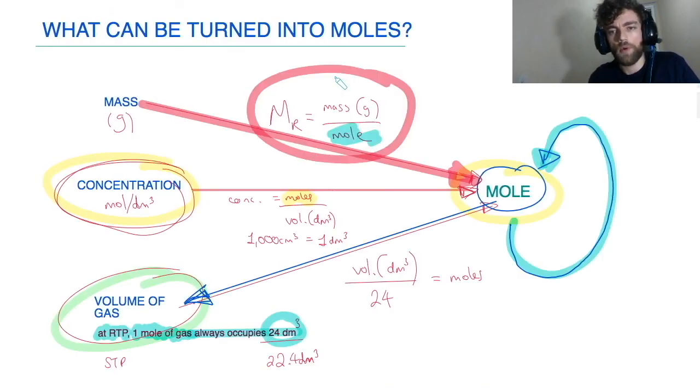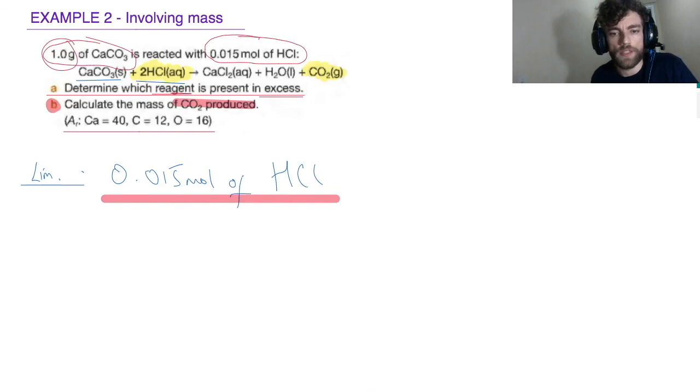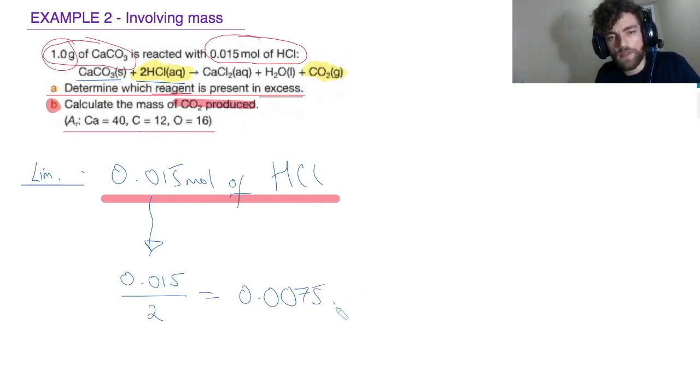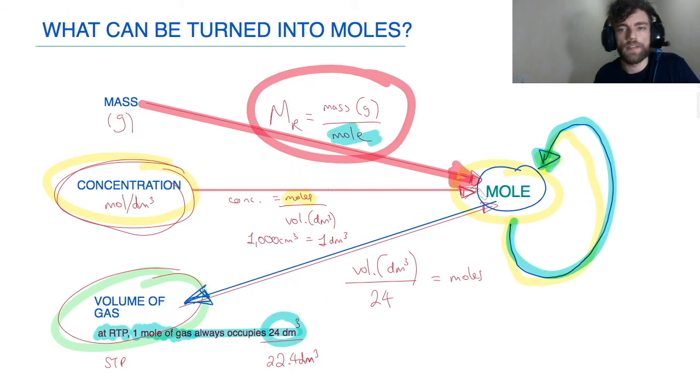So what am I doing on my mole diagram here? Once again, I'm going from mole back to mole using the balanced chemical equation. So I use this molar ratio, 2 to 1, therefore I must divide this by 2, 0.015 over 2, and that gives me 0.0075 mole of CO2. And so then finally I need to make this maneuver on my diagram.